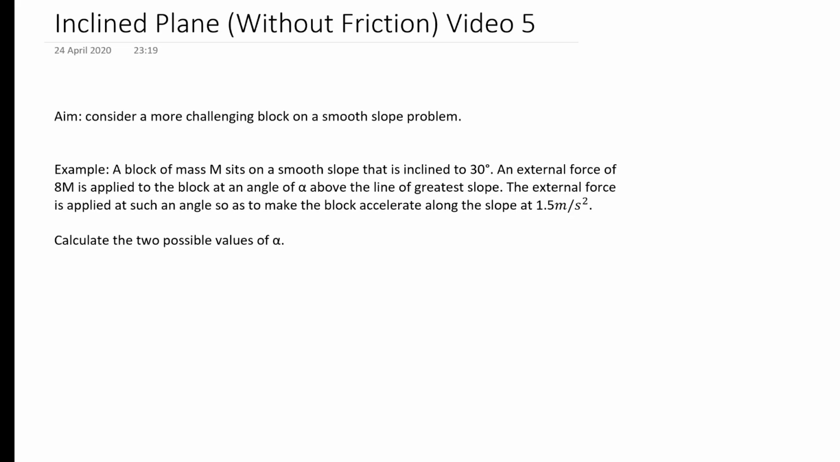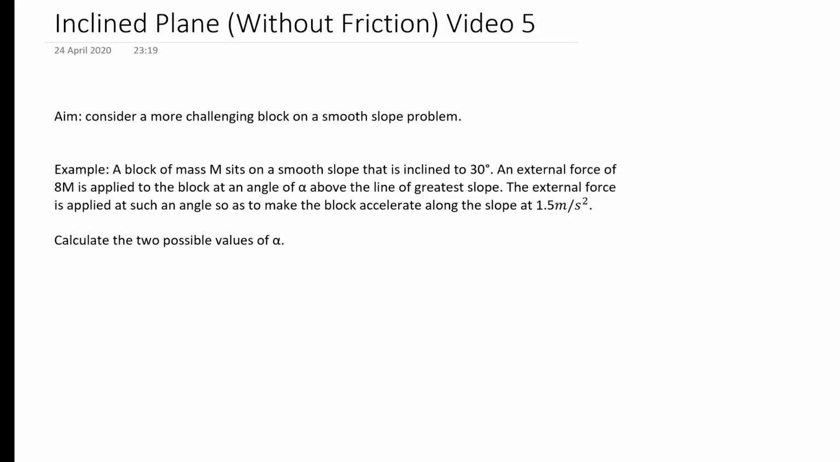30 degrees. An external force of 8m is applied to the block at an angle of alpha above the line of greatest slope. The external force is applied at such an angle so as to make the block accelerate along the slope at 1.5 meters per second squared.